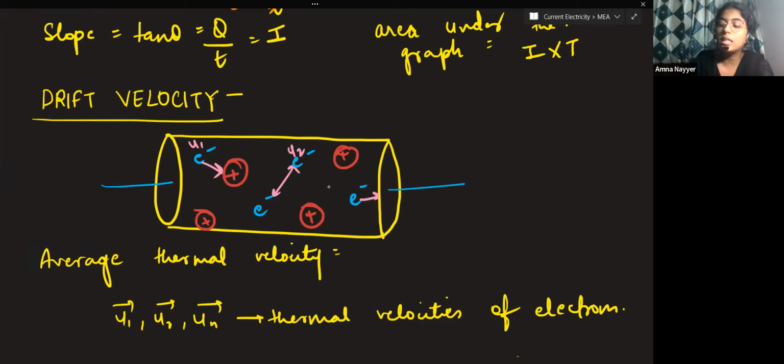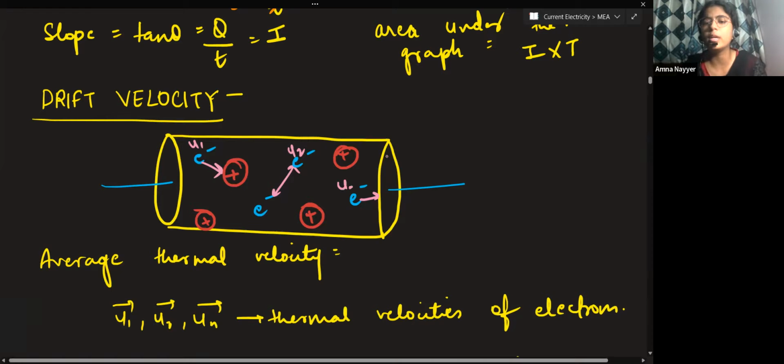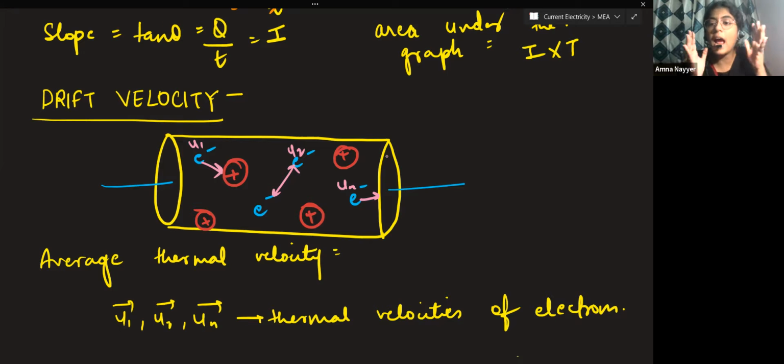Now, drift velocity is basically the average of all these velocities. We have to find an average velocity with which the electrons are moving. If I ask you, tell me what is the velocity with which the electrons are moving, will you answer u1 or u2 or u3, or if any number of electrons are there, un? You cannot choose either of these. You have to take an average velocity of all these velocities. So the average velocity of all the electrons, because of which they are drifting towards the positive terminal, that average velocity is known as drift velocity.